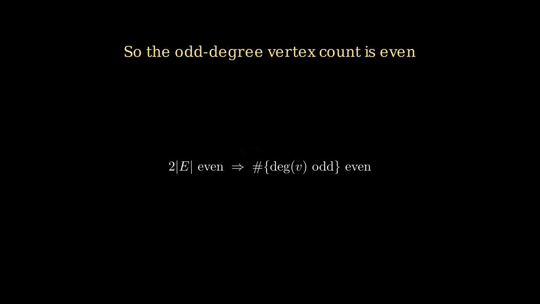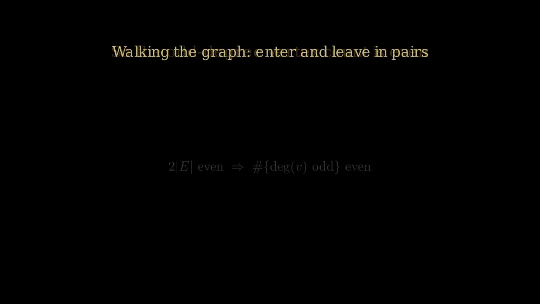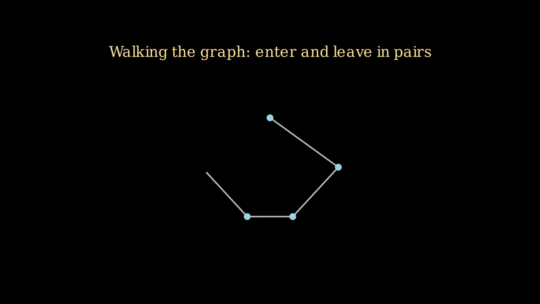The corollary follows almost immediately. 2 times the number of edges is always an even number, and a sum of integers can only be even if the count of odd numbers within that sum is itself even, so the number of odd degree vertices must be even.